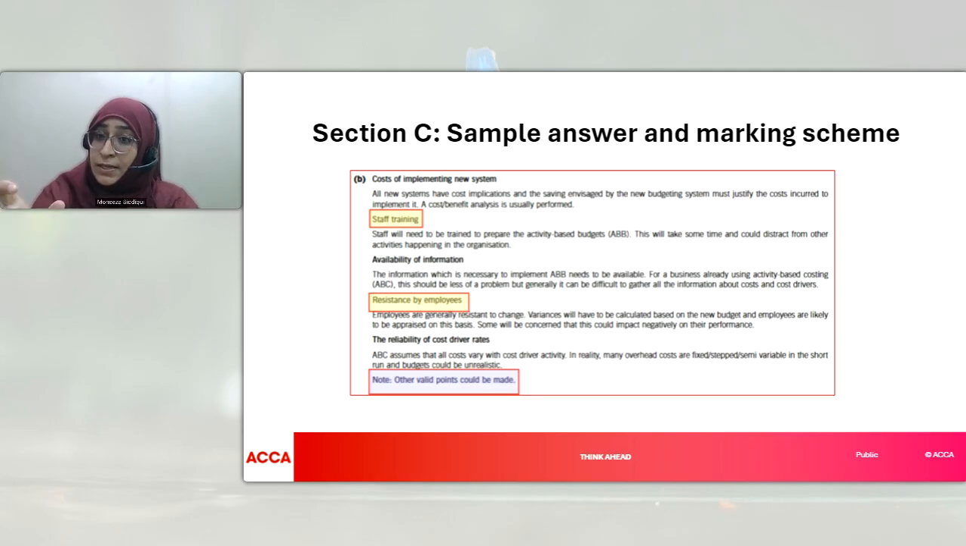Use a subheading that will orient you as well. It will give you direction. This is the point that I now need to highlight. So these are the sample answer and marking schemes that you should refer to once you've attempted the questions yourself. Self-assessment is crucial.